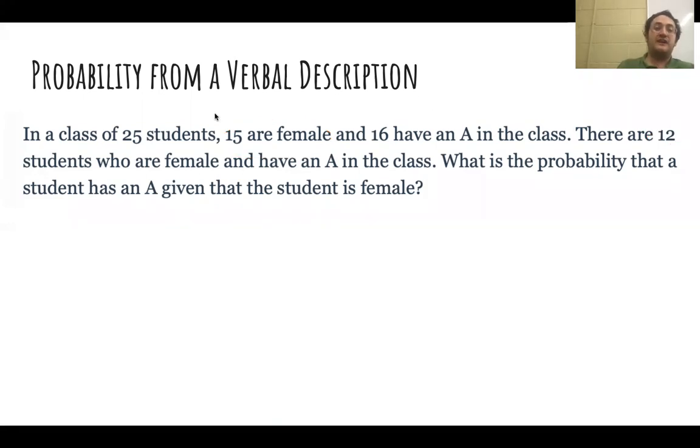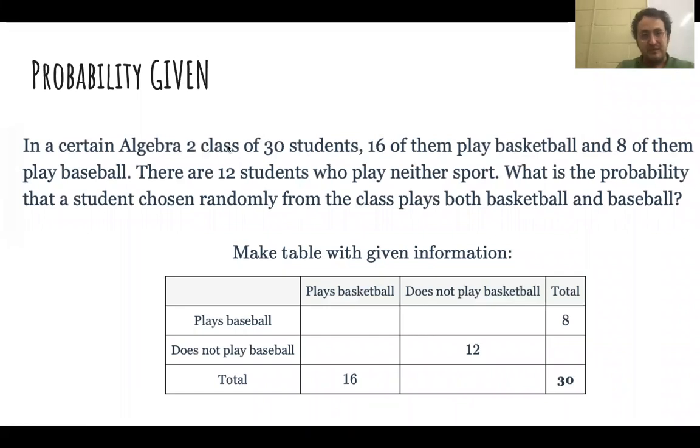But fortunately, we have a tool here where you can actually draw tables. So this is the probability given of something. You have an Algebra 2 class here, and we have 2 sports. So these are two-way tables. We're looking at who plays basketball and who does not play basketball. And there are 12 students who play neither sport. What is the probability that a student chosen at random plays both baseball and basketball? I think the best thing to do is to draw a table like this, where you're looking at the total number of people and who's playing baseball and who's not playing baseball.